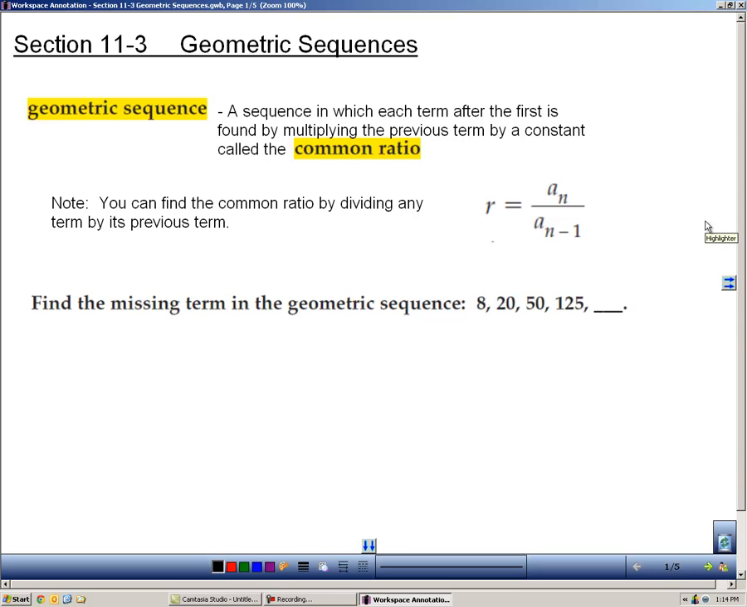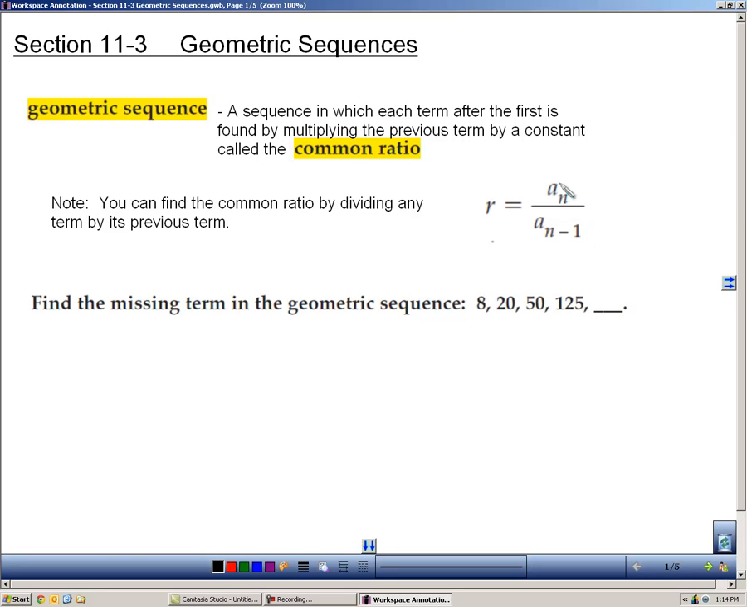Section 11.3 is about geometric sequences. We've already learned about arithmetic sequences. Geometric sequences are similar, except you find each term by multiplying the previous term by a constant. And instead of the common difference, that's called the common ratio.